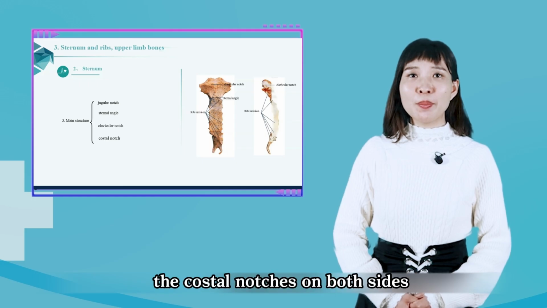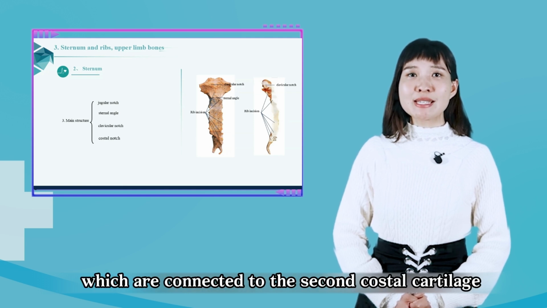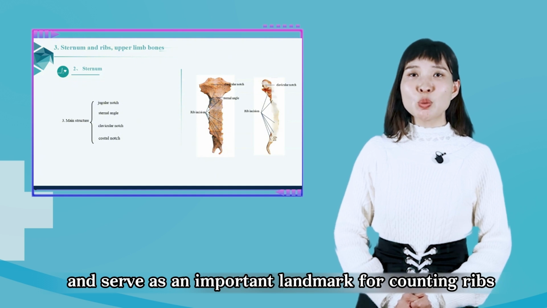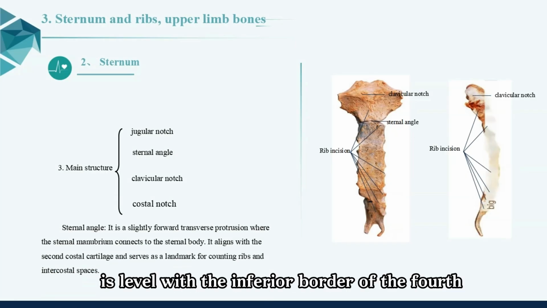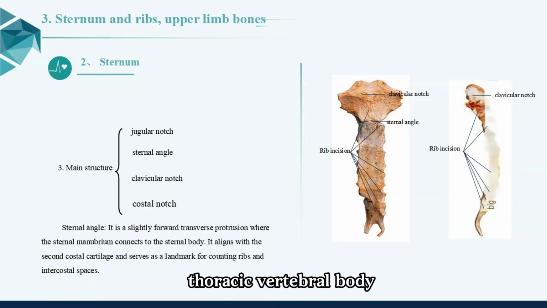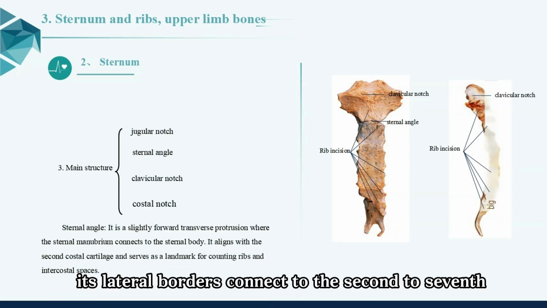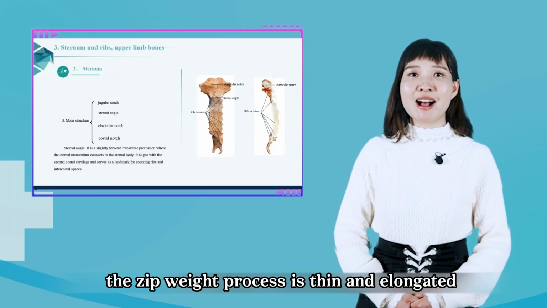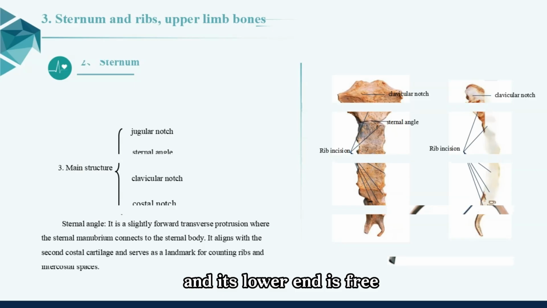The costal notches on both sides can be palpated on the body surface, which are connected to the second costal cartilage, and serve as an important landmark for counting ribs. Posteriorly, the sternal angle is level with the inferior border of the fourth thoracic vertebral body. The sternal body is rectangular in shape. Its lateral borders connect to the second to seventh costal cartilages. The xiphoid process is thin and elongated, with significant variations in shape, and its lower end is free.